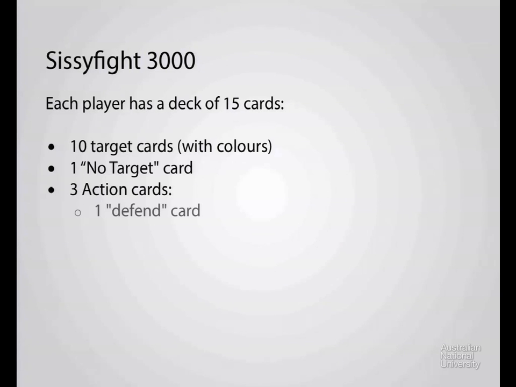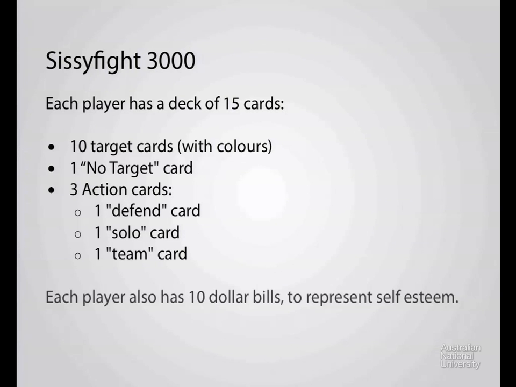One defend card, one solo attack card, and one team attack card. You also have a 15th card, which is just a quick summary of the rules. You also have a stack of 10 Monopoly money dollar bills, and that represents your self-esteem, because as we know, money is intimately linked to self-esteem. You can think of that as your hit points or your life or your tokens, however you want to think about it. You have 5 of them.